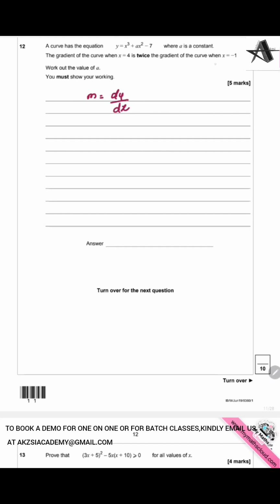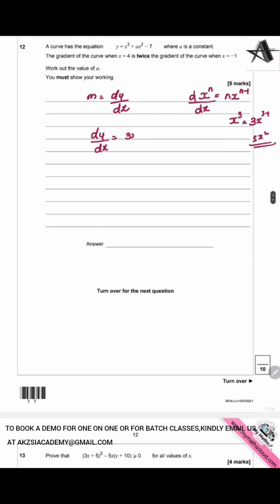Differentiating this one, the formula for differentiation is: differentiation of x to the power of n is n x to the power of n minus 1. This is a formula you have to remember. So when I differentiate dy over dx, x cubed, applying the same formula, n is 3, so 3 x to the power of 3 minus 1. So differentiation of x cubed becomes 3x squared.